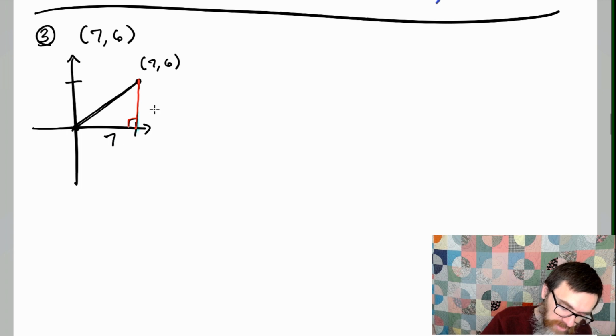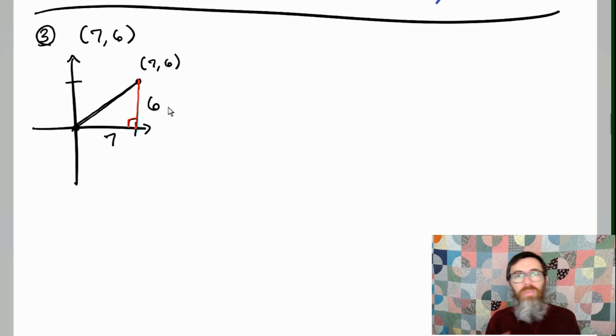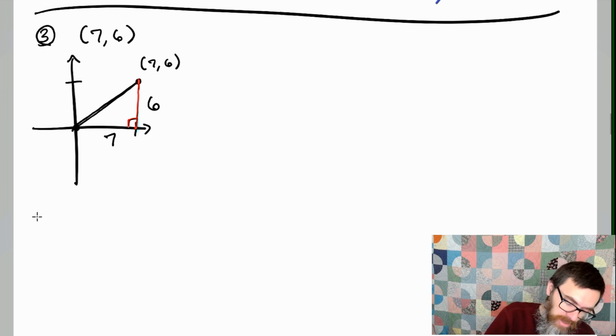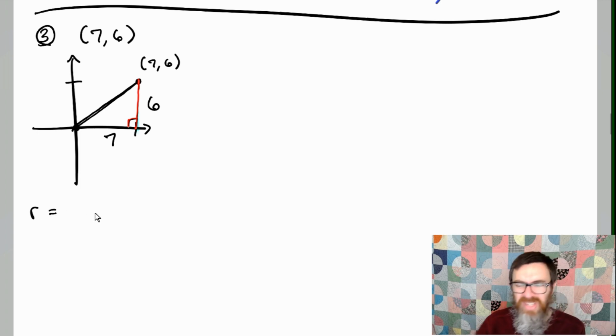So my X is 7, Y is 6. They're both positive because we see that in the ordered pair. They're both in quadrant 1, so both X and Y are going to be positive. Now to find the R value, to find the hypotenuse, we're going to have to use the Pythagorean theorem because there's not a nice triple that uses 6 and 7.